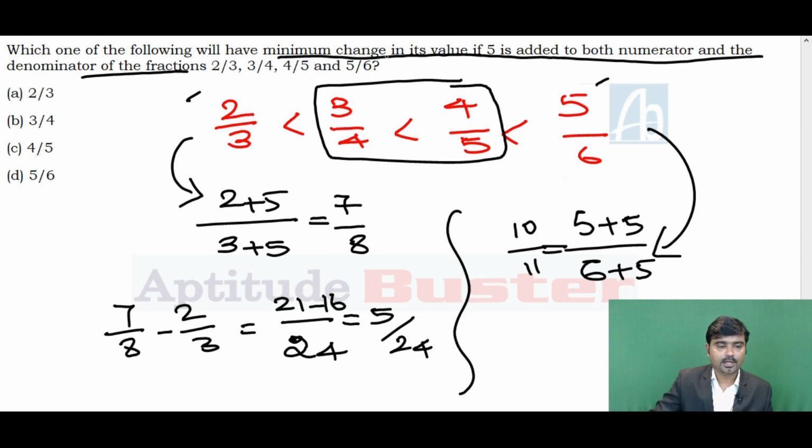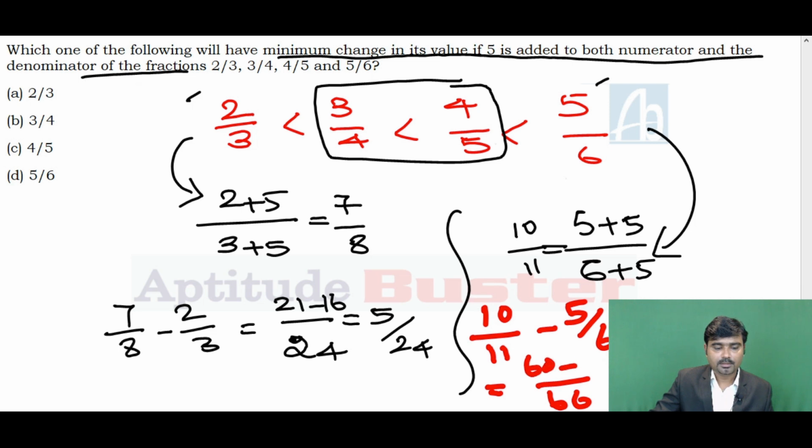Just calculate this one. 10 by 11 minus 5 by 6, so 66 here. Okay, 60 minus 55, so this is 5 by 66. This is 5 by 24, this is 5 by 66, which gives you the minimum. So the answer for this question is 5 by 6.